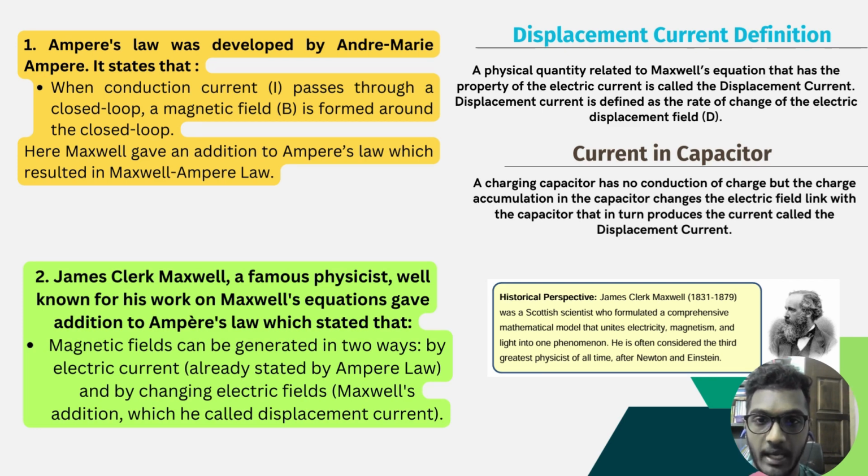Ampere's law was developed by Andre Marie Ampere. It states that when conduction current passes through a closed loop, a magnetic field is formed around the closed loop. So here, Maxwell gave an addition to this law, which resulted in the Maxwell-Ampere law. James Clerk Maxwell, a famous physicist well known for his work on Maxwell's equations, gave an addition to Ampere's law, which stated that magnetic fields can be generated in two ways: by electric current and by changing electric fields. So this is some additional info about James Clerk Maxwell.